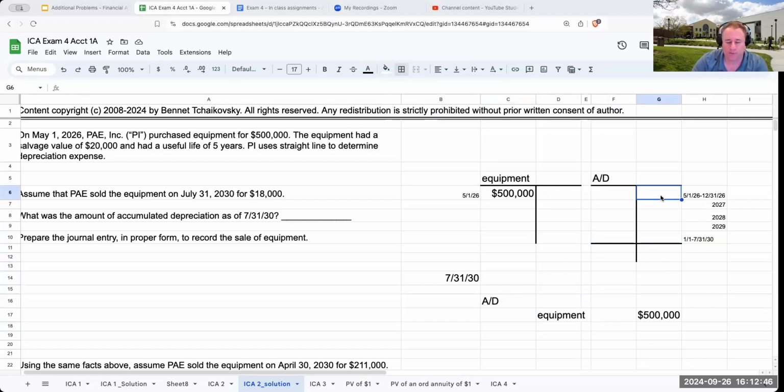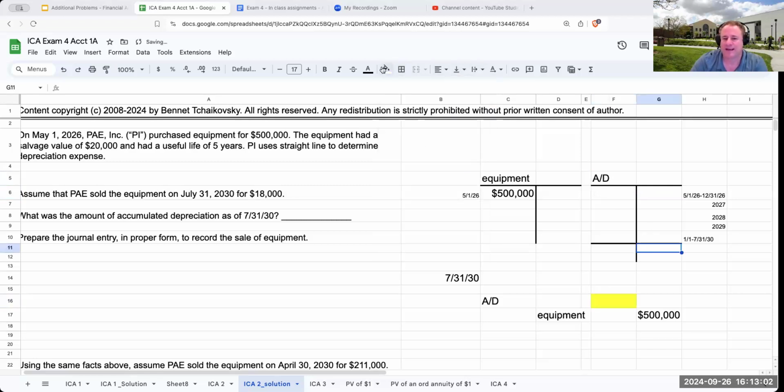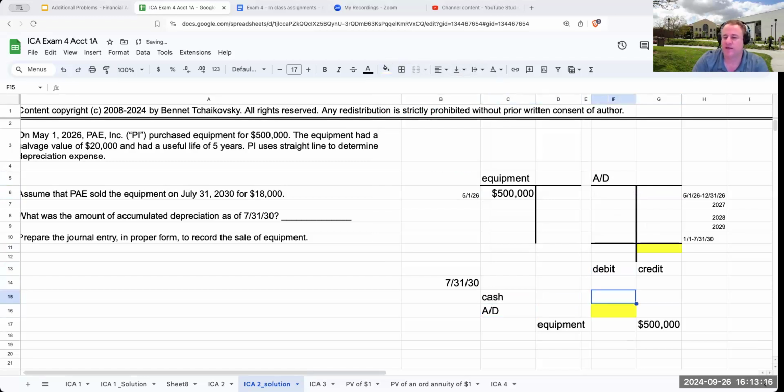Because when I record depreciation expense, I'm debiting depreciation, which gets closed over to retained earnings, but I'm crediting accumulated depreciation, which is a contra asset account. So when I get rid of this thing, I'm going to have to debit accumulated depreciation for that amount. The other thing we also have over here is we know that we're receiving cash of 18,000.